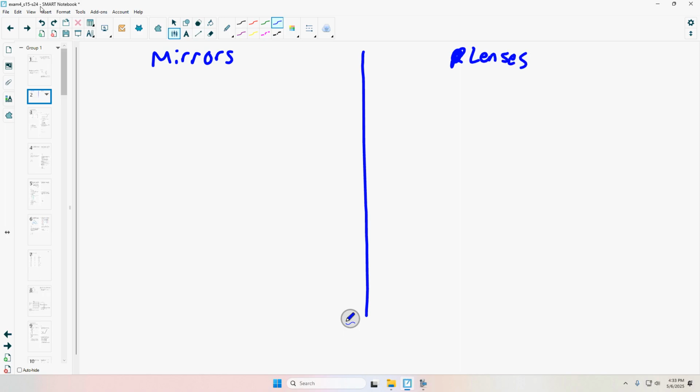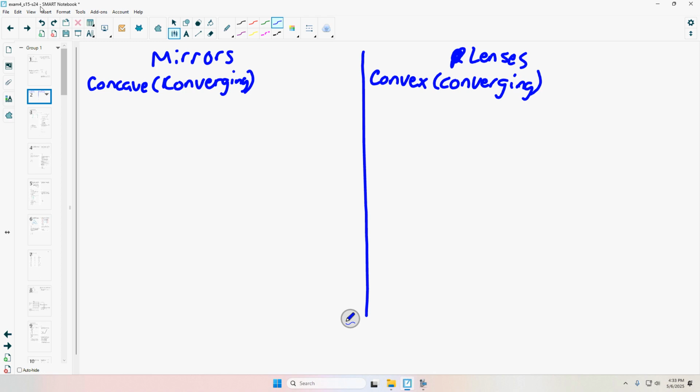The mirrors, let's first do concave. And remember, concave is a converging device. Since concave mirrors are converging, they're similar to convex lenses because they are also converging. Remember, convex and concave refer to the shape. Converging and diverging refer to what they do to the light. Okay? So concave mirrors have 3 scenarios.